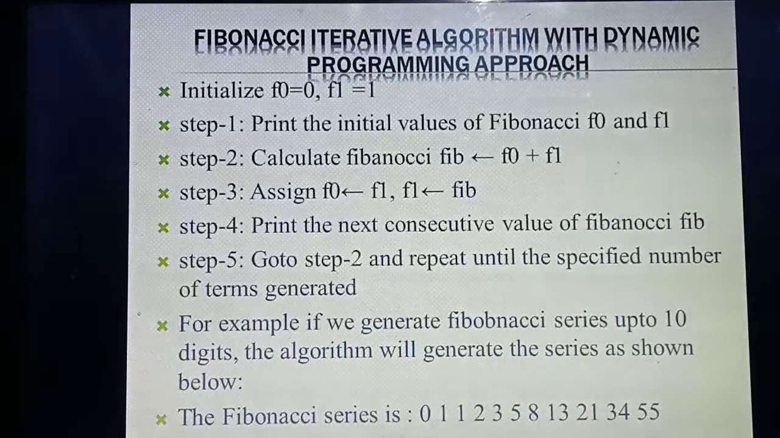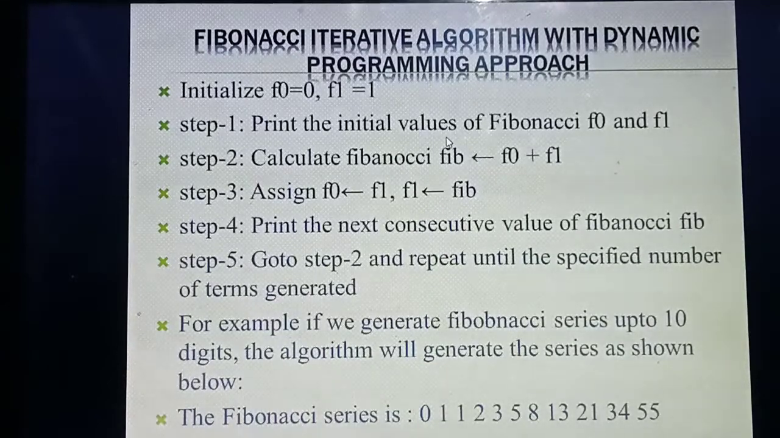Okay, listen. So initially you need to set how many values? 2 values. So 2 values means always you should give F0 and F1. So the initial value of F0 is 0 and F1 is 1. Okay, so first you are going to write step 1. Initially the values of F0 and F1 are 0 and 1. Next, in step 1 you are going to print the initial values, 0 and 1.